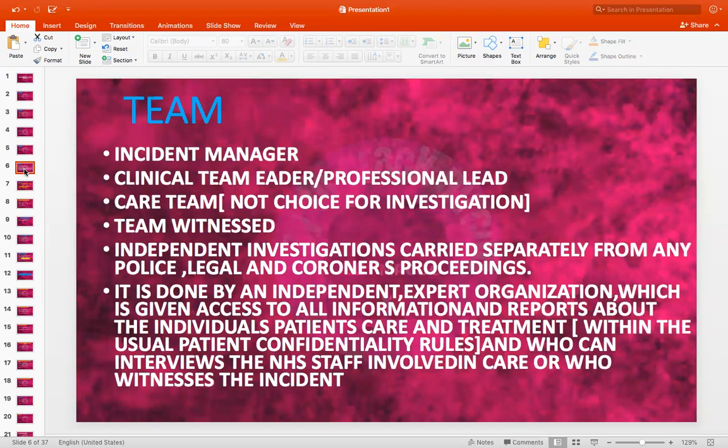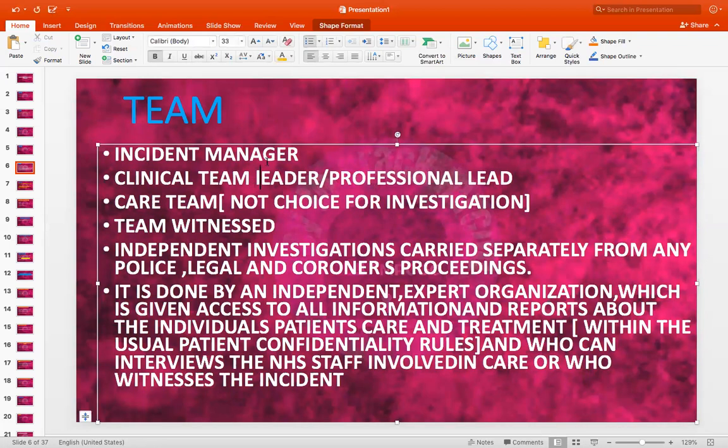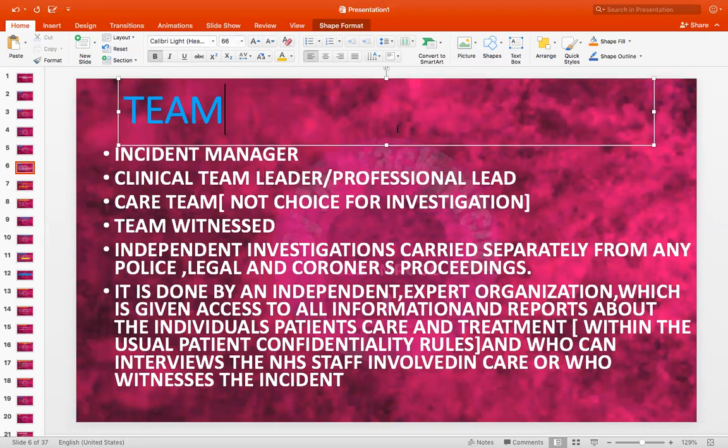Team. Which team takes care of incident reporting once it is reported by someone? So who reports? He is the incident reporter. Now who takes care of the incident report once it is reported? First is the incident manager. Second is the clinical team leader, then professional leads. The care team is practically not involved in the investigating team.